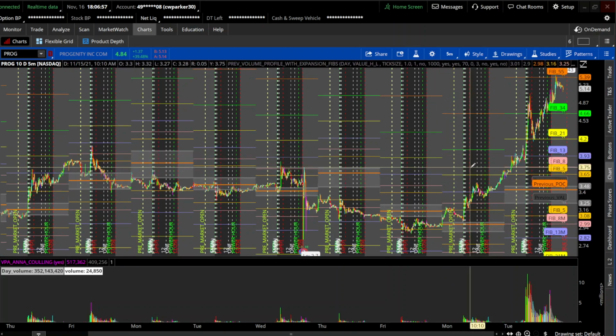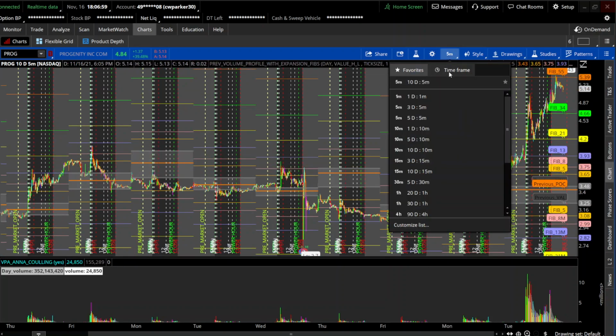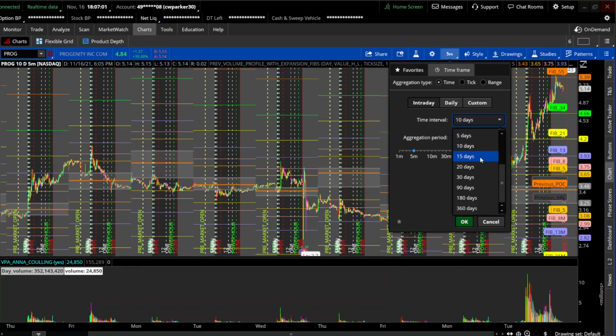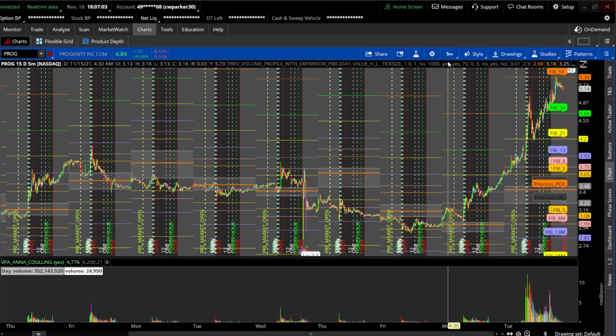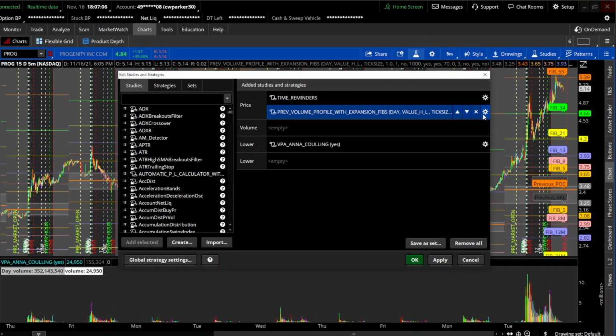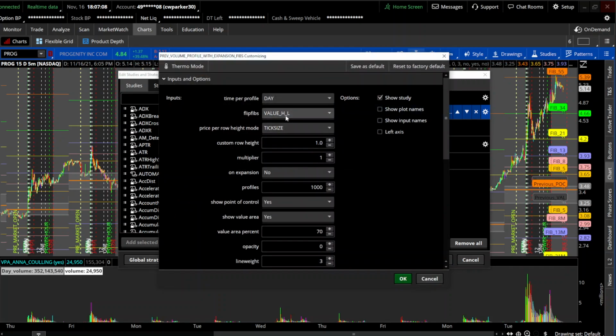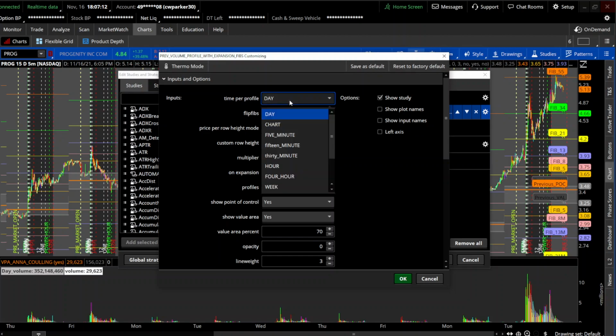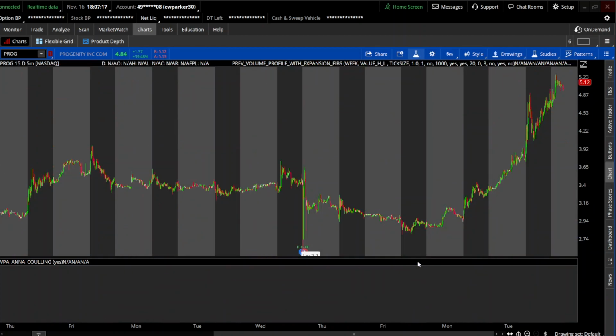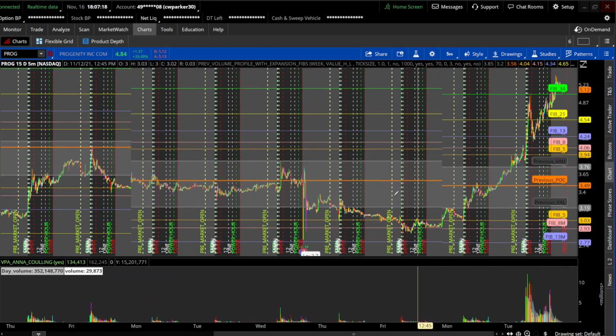What I want to show you also is when I put this thing on a weekly. So I'm going to push it up to 15 days, and we're going to change the indicator to the weekly volume control. And let's check it out again.